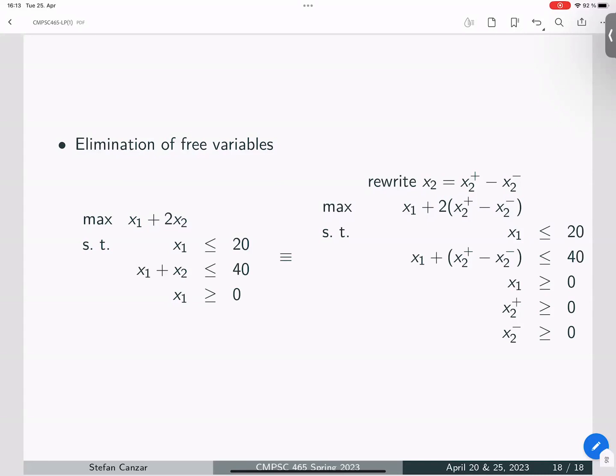So you cannot express anything in this linear program with these two extra variables that you cannot express in the original linear program with this free variable x2. And that's the whole idea. And that's why the optimal solutions between these two are equivalent. And I think this is the last slide for today.